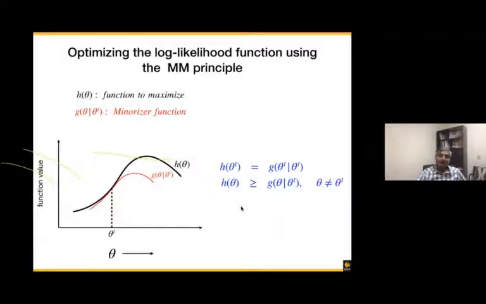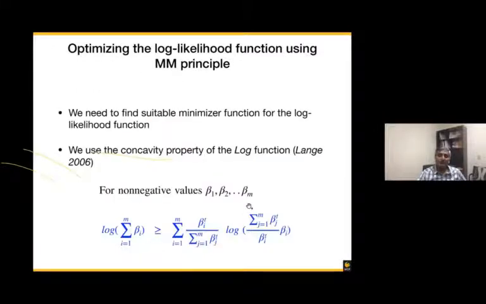And in our case, we identify this minorizer function by looking at the log likelihood function and using the concavity property of the log function, and we end up using that as the minorizer function. So I'm going to skip over the details. The equations, the derivations and all are there in our 2019 paper.